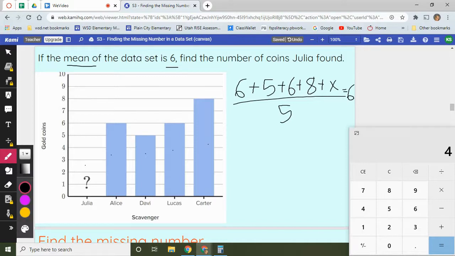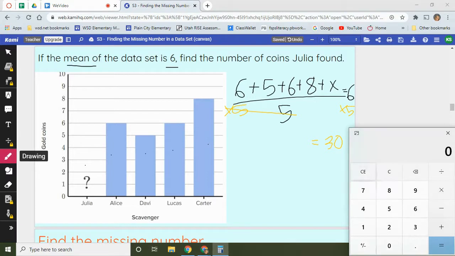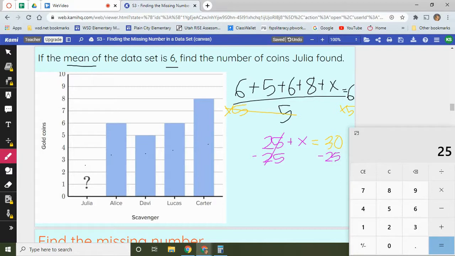Now again, this is familiar, right? We solve it. How to get rid of a divide by 5? Times by 5, which is 30. Okay, we add up our numbers. 6 plus 5 plus 6 plus 8, 25 plus x. Okay, get rid of that 25. There we go. Okay. So x equals 5.